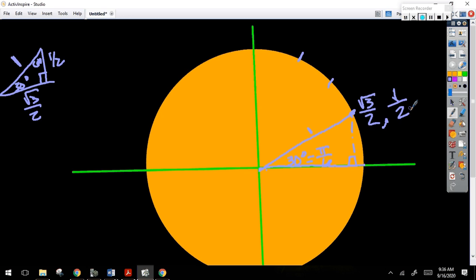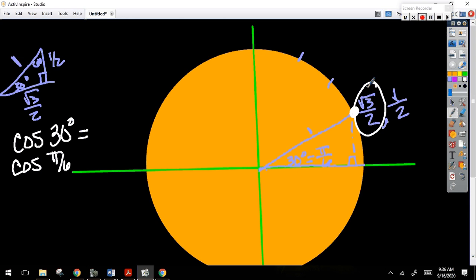All right, so that's where these points are coming from. So the coordinates here, at 30 degrees, which is pi over 6 radians, are square root of 3 over 2 and 1/2. Now here's the significance of these points. If I asked you for the cosine of 30 degrees or the cosine of pi over 6, because those are the same things, yes? Do we agree? The cosine is your x-coordinate.